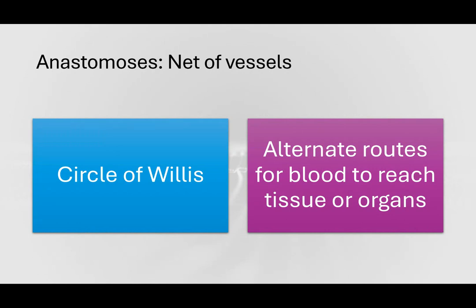Okay, so we're looking at a net of vessels. Really, the only one that we're going to talk about in this class is the circle of Willis, and that's in the brain, but we'll get to it in another video. But just pointing out that these anastomoses are detours, alternate routes. And it's really just like a protective measure because sometimes arteries get blocked, sometimes veins collapse, okay? And there always needs to be some way for blood to reach the tissue or the cells or the organs.